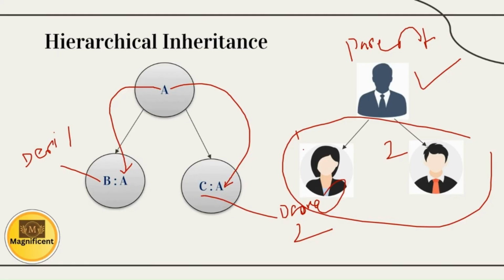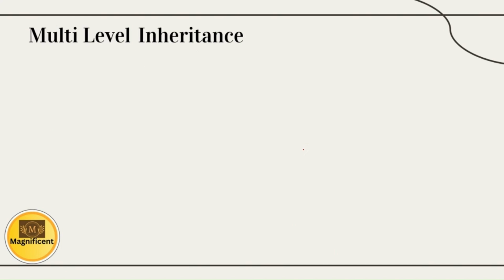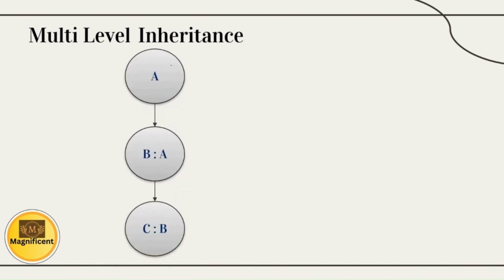The next type of inheritance is multi-level inheritance, when one class is a base class, and from that base class it is inherited into a derived class. That derived class then acts as a base class for a further derived class. So you can see, this is the base class here.